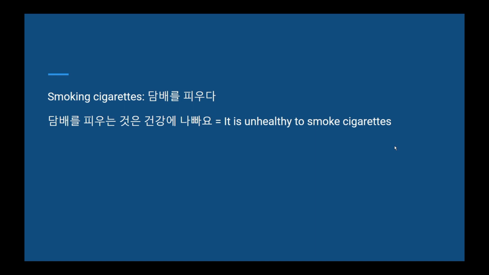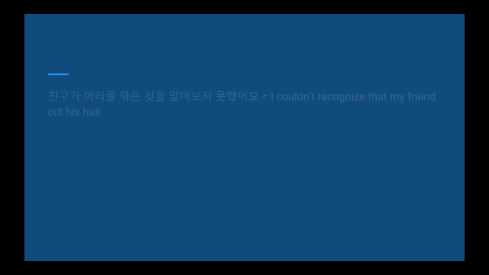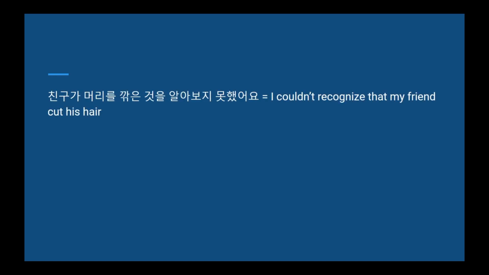We'll look at one more example. Let's say I want to talk about my friend's haircut. So I'm going to turn cutting hair into a noun. 친구가 머리를 깎은 것을 알아보지 못했어요. I couldn't recognize that my friend got a haircut. Or that my friend cut his hair. So here the same thing, you can see that we took cutting the hair, we made it into a noun, so we could use it to describe something, and then we talked about how we didn't recognize it.